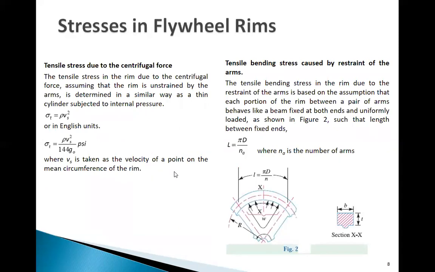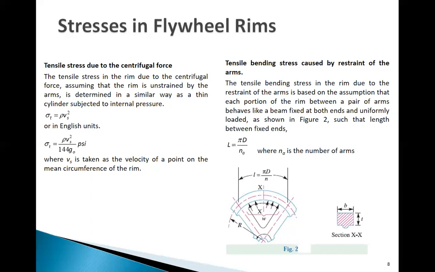So, una, tensile stress due to centrifugal force. The tensile stress in the rim due to centrifugal force, assuming that the rim is unstrained by the arms, is determined in a similar way as for a thin cylinder subjected to internal pressure. So, sigma T is equal to rho v sub s squared. Or in English units, sigma T is equal to rho v sub s squared over 144 g sub o, psi. 144 is a conversion factor, where v sub s is taken as the velocity of a point on the mean circumference of the rim.